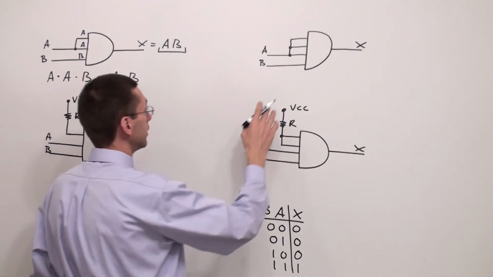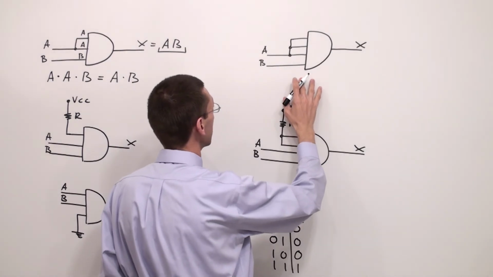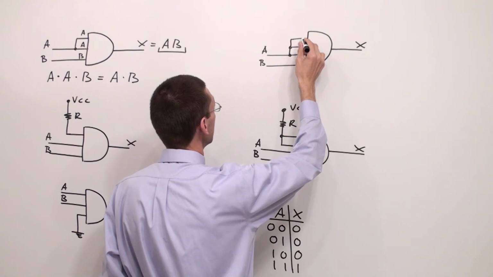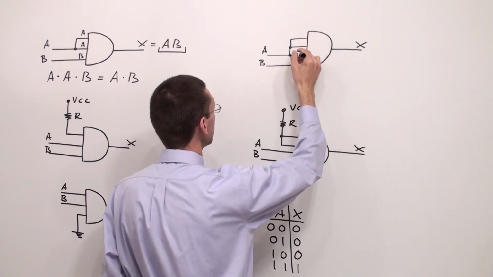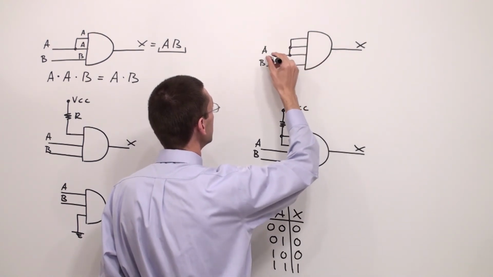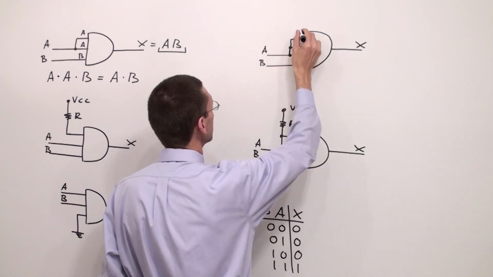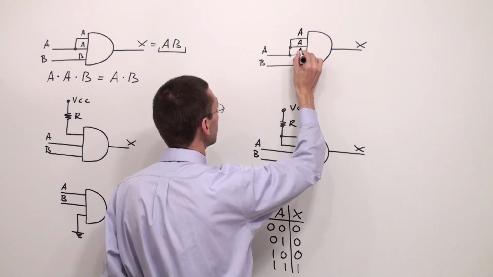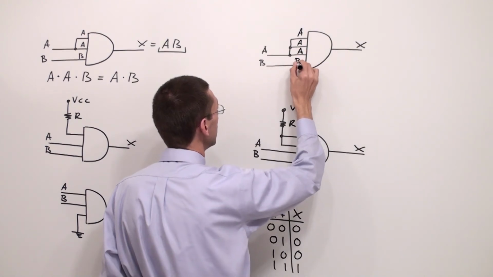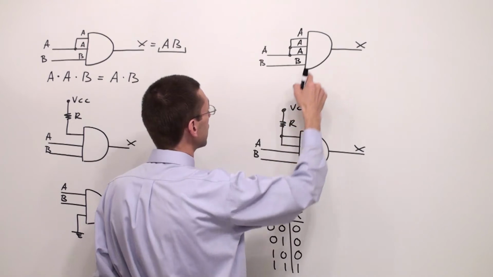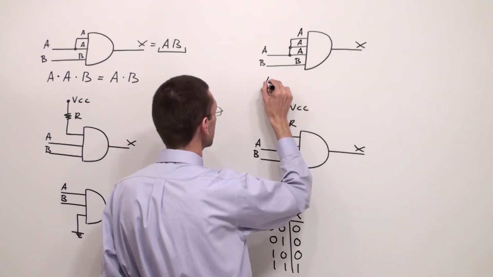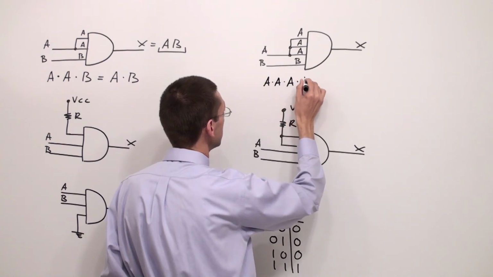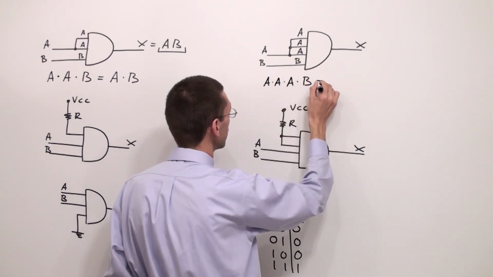Let's take a look at this gate. I made a connection like this. I connect these 2 inputs together and connect to A. So this is the same story. This A will go over here, and I have A, and I have A, and I have B. Don't forget that this is an AND gate. This is multiplication. So I have A times A times A times B.